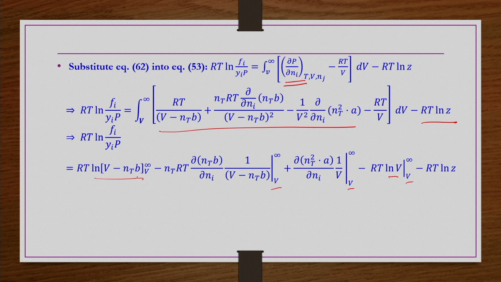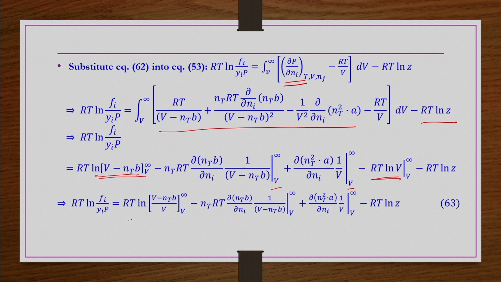Here we must remember that NT, B, A, NT, AB, NT etc., these R, T etc. are independent of volume. So, while doing the integration we can take them as a constant. Now, what we do, these two ln terms will join together, so that we can have this RT ln(V − NTB)/V as one term, and then remaining terms we are keeping as it is without doing anything.